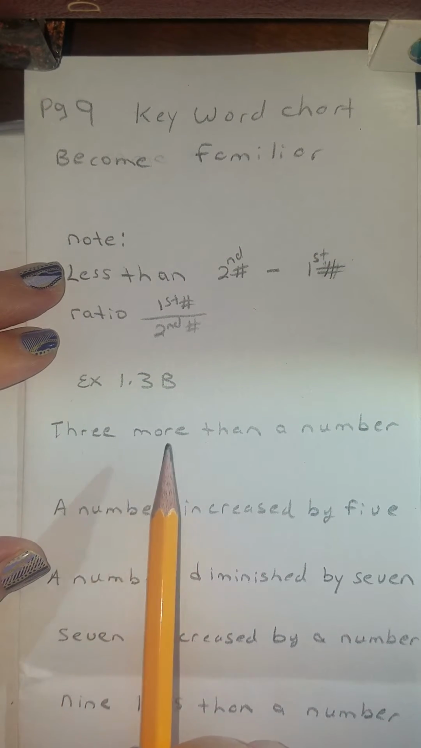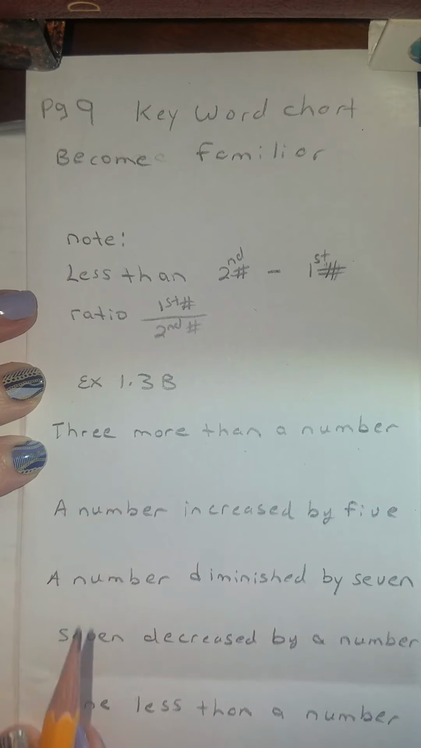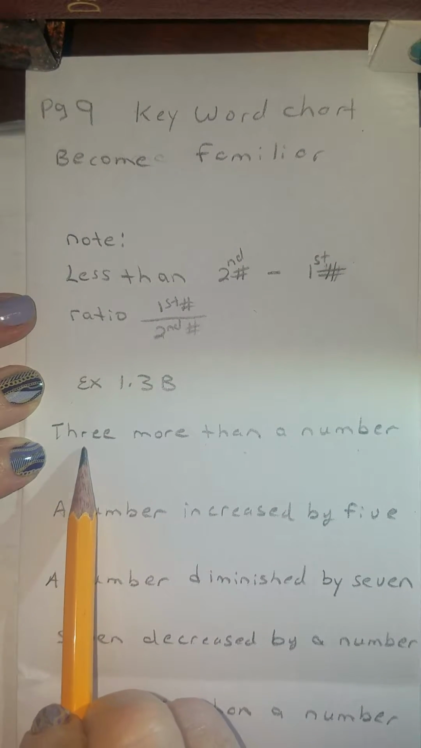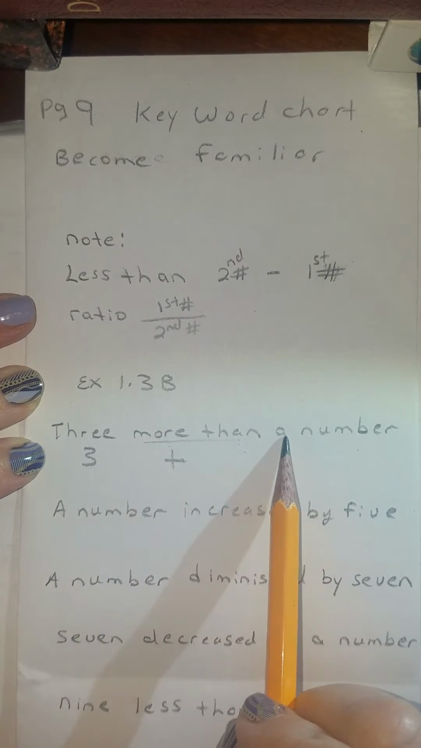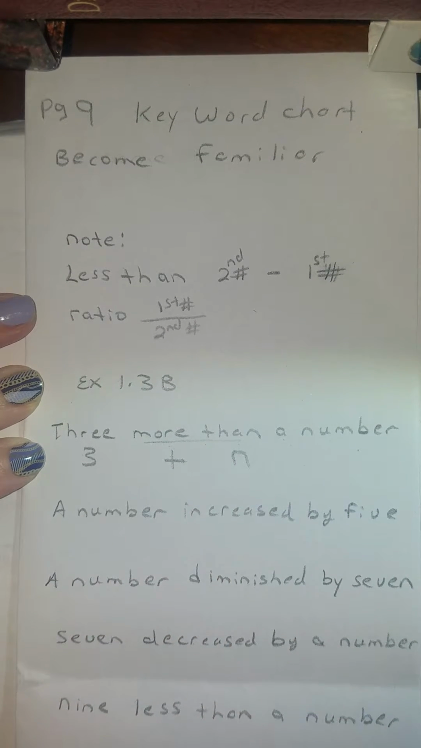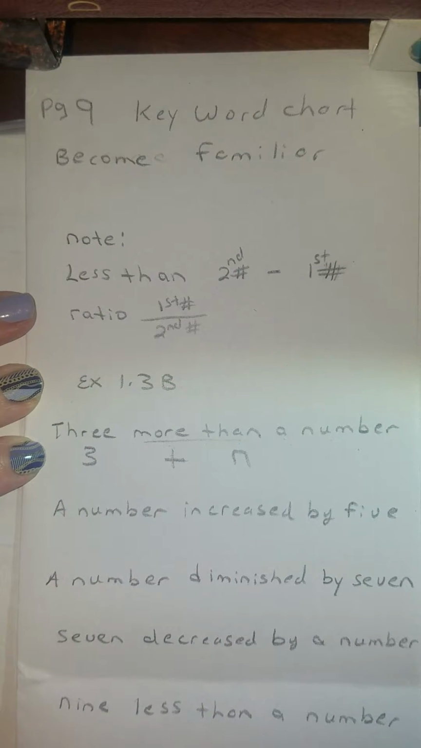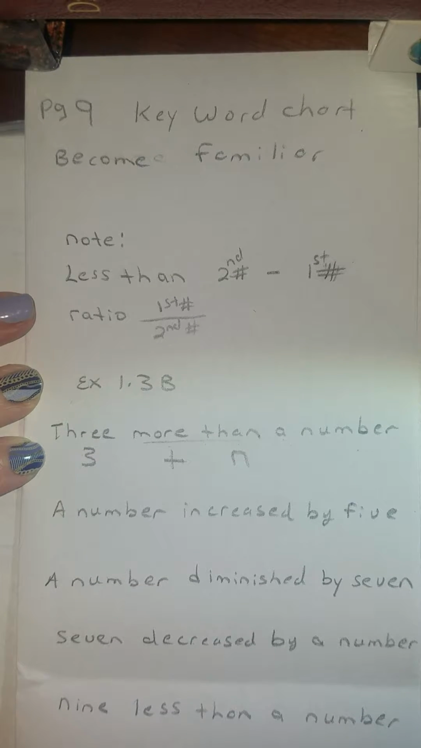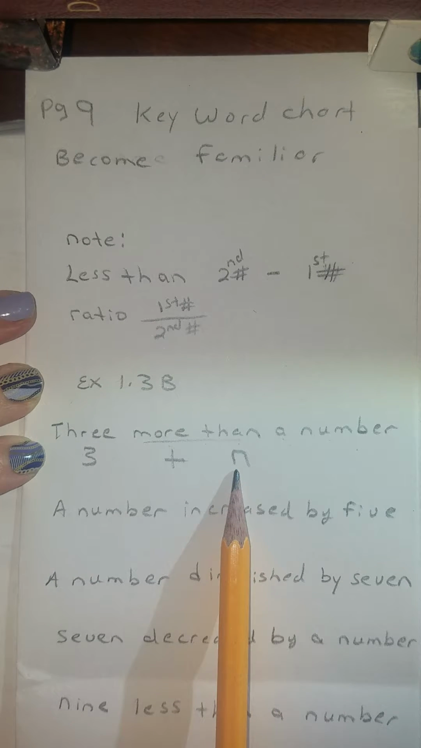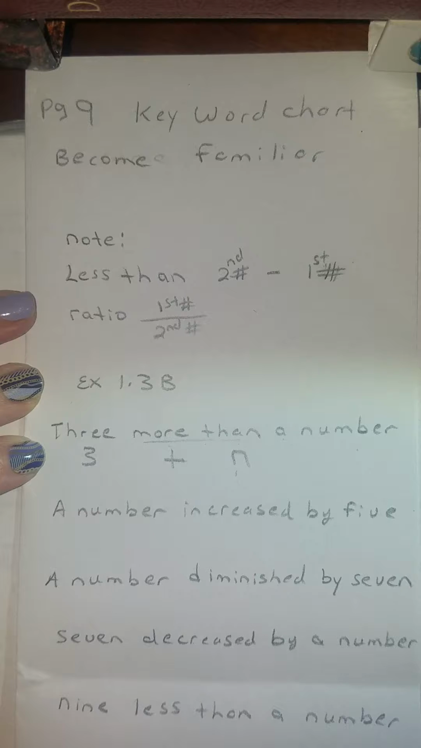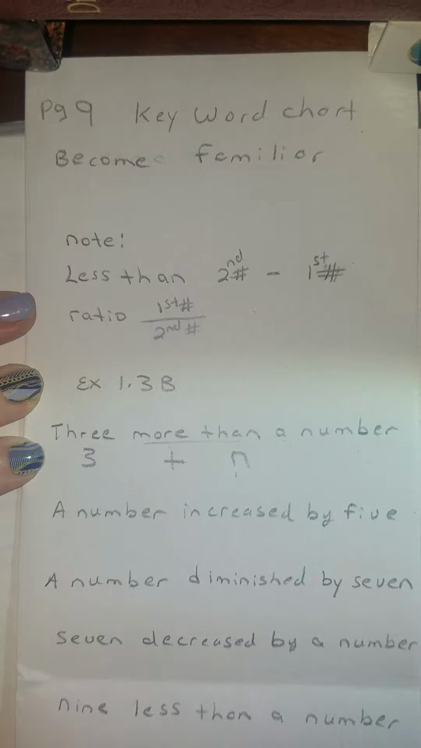First one, it says 3 more than a number. So if you look on your chart, first of all, you got 3. More than implies that you're going to be adding. A number is the unknown. So you're going to put in a letter to represent the unknown. A lot of times when I'm doing story problems, the variable I choose, I like it to represent what they're talking about. If I was talking about a square, well, a square has a length and a width. So if my unknown was the length, then I would use the letter L as my variable.